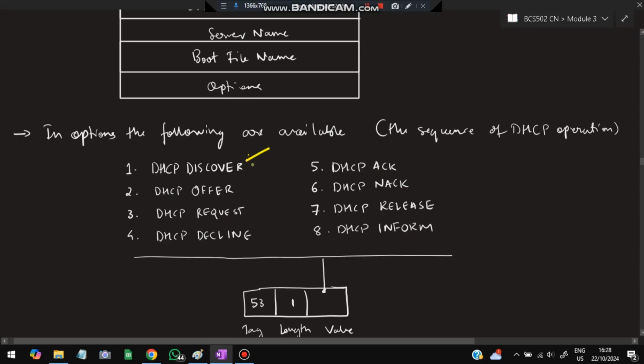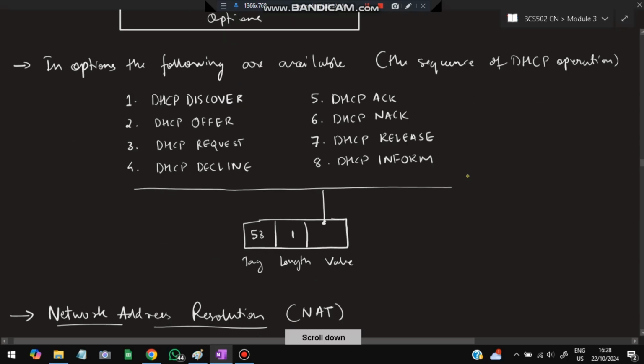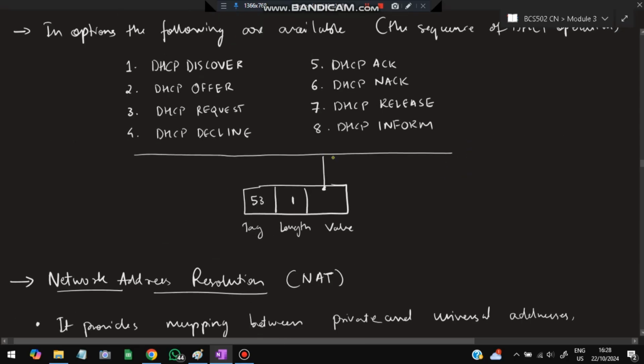Is it the first stage, the discovering stage where the address is discovered, or is it an offer stage where the address is offered to the device? There is a request made, a request can be declined by the device, an acknowledgement is sent, the acknowledgement may come as negative, then release, and inform. So these are the different stages available, and whichever stage it is in should be specified in the options. That's why we have a sequence of DHCP operations here. These options will be specified in the value. The length will be 1 bit and the tag will be 53. The tag is used to specify some metadata of the DHCP protocol.